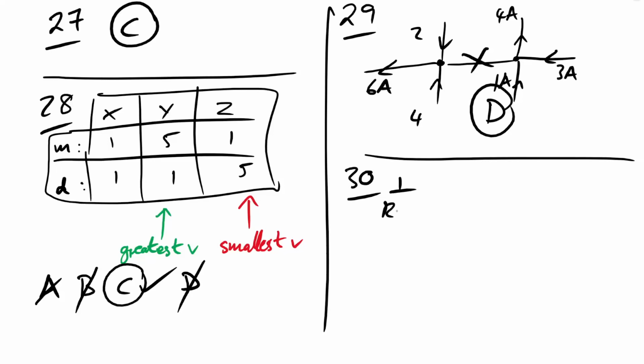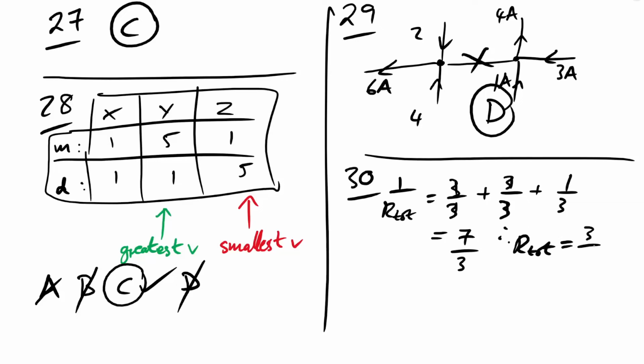So we know that 1 over R total is equal to 1 over R. So we just say 1 over 1 plus 1 over 1 plus 1 over 3. And so that's going to be equal to, well, we can change these into 3 over 3, 3 over 3. So we end up with 7 over 3. So therefore our total is going to be equal to 3/7. So the answer has to be A.